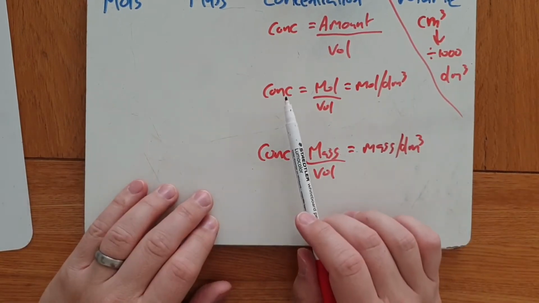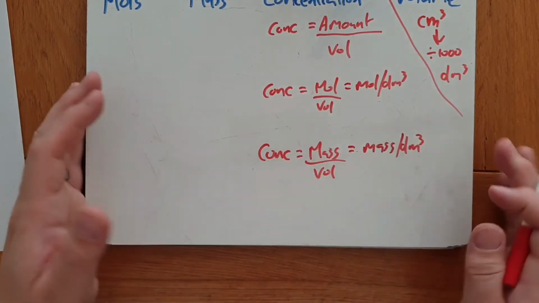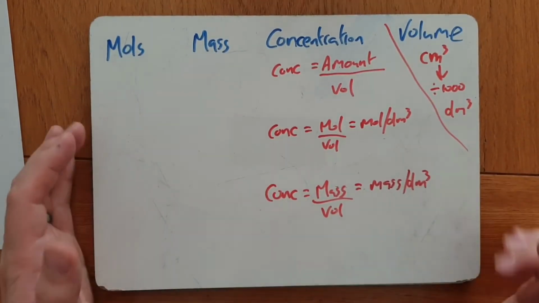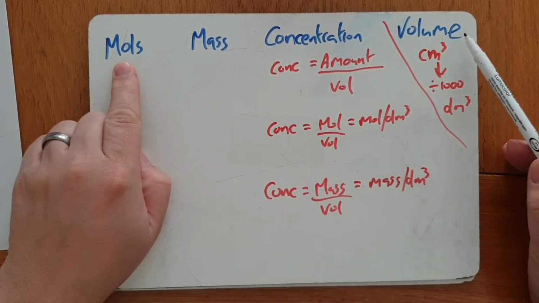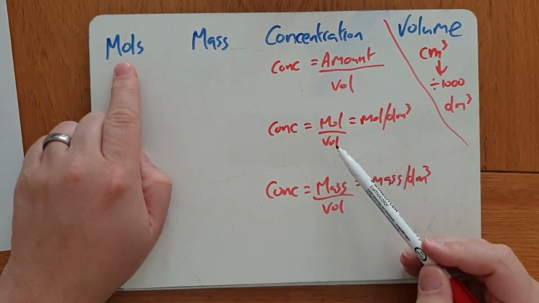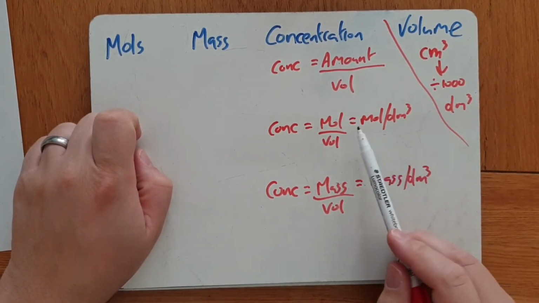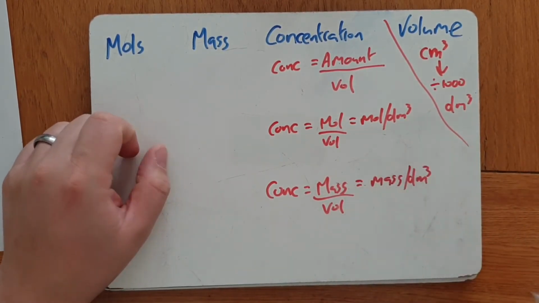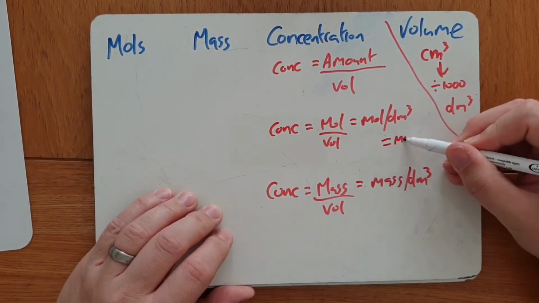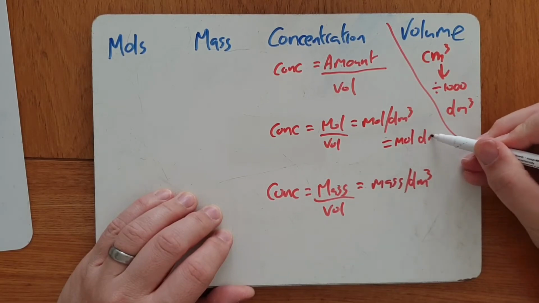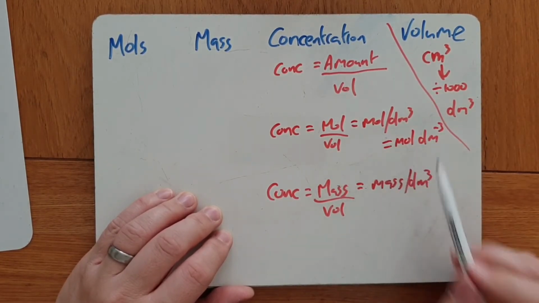So if the question asks you to work out concentration and they've given you moles and volume, then you do moles divided by volume. Don't forget to change the volume into decimeters cubed. Moles divided by volume, and those will be your units. Again, a little extra thing to make it a bit trickier: that can be written as moles dm to the -3. That is the same as that. That is moles per decimeter cubed.